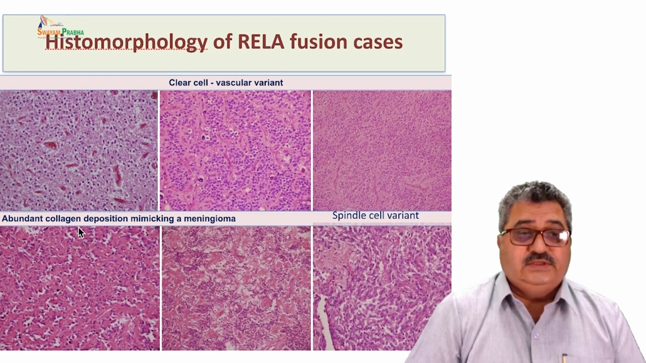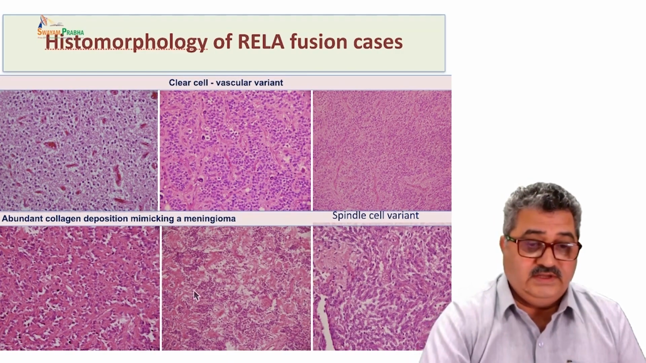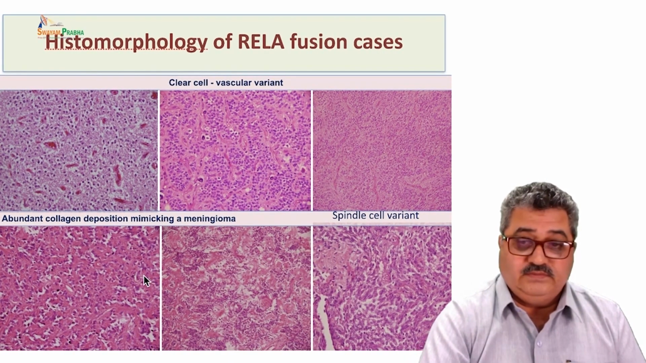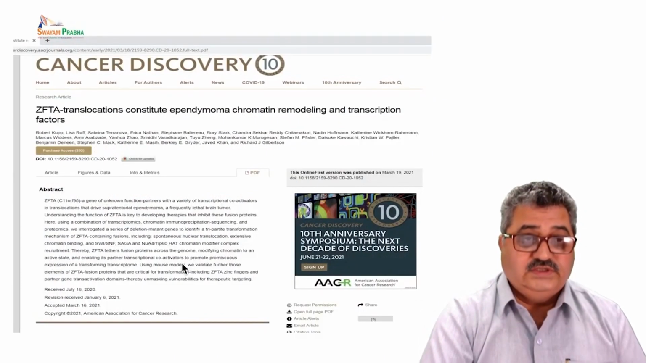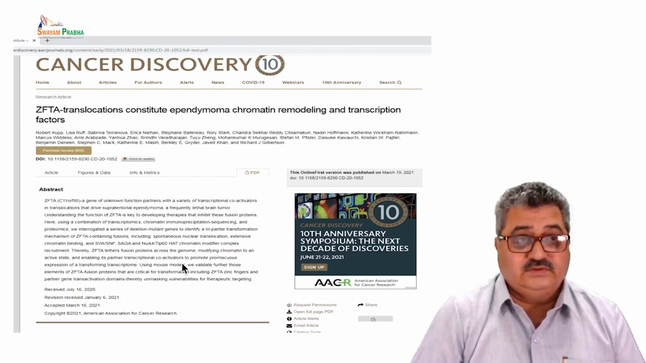Now based on this morphology, it has been shown that the clear cell and the vascular variants are not only classical of the RELA fusion. They can have other morphological variations like the meningioma-like and the spindle cell variant and so on. So morphology is one, but they can have other morphological variants also.